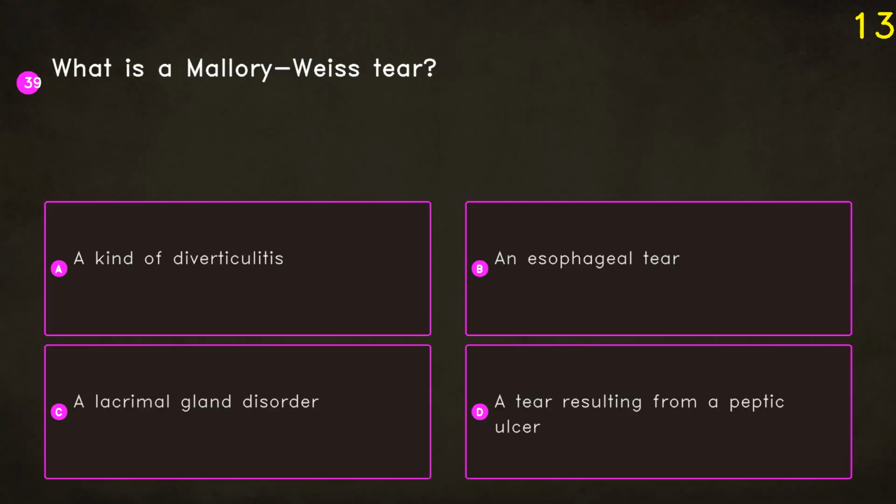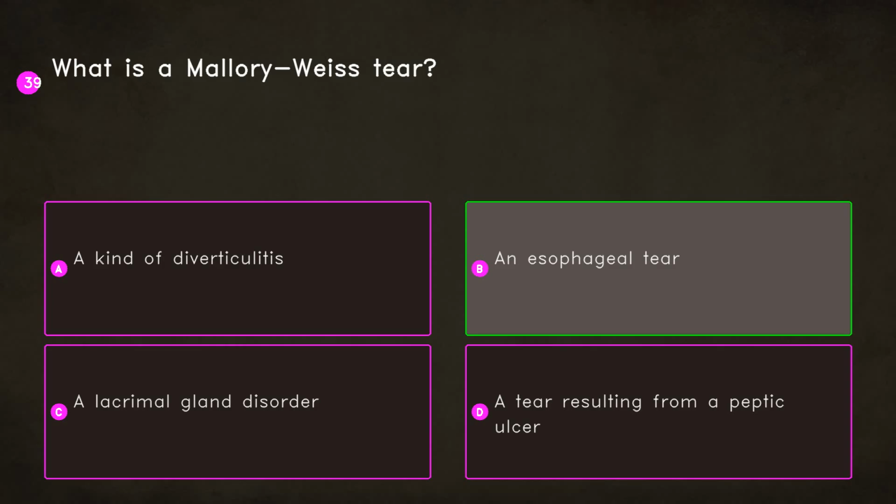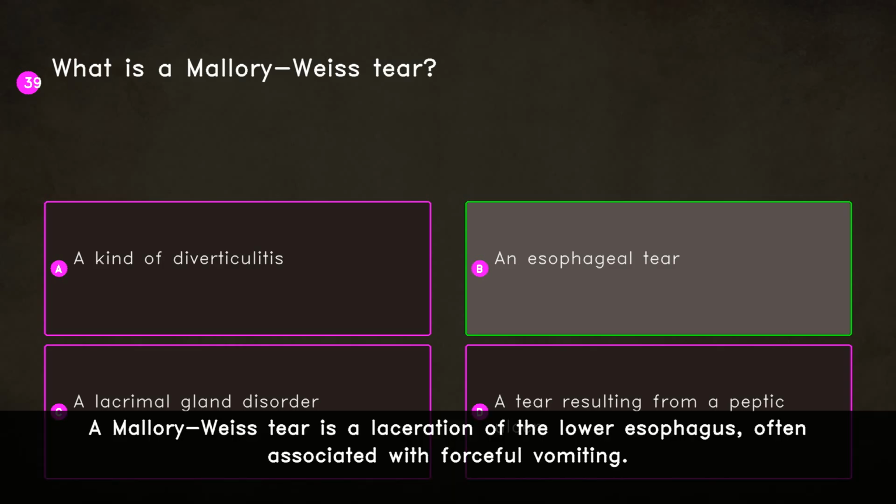Question 39. What is a Mallory-Weiss tear? A. A kind of diverticulitis. B. An esophageal tear. C. A lacrimal gland disorder. D. A tear resulting from a peptic ulcer. The correct answer is an esophageal tear. A Mallory-Weiss tear is a laceration of the lower esophagus, often associated with forceful vomiting.